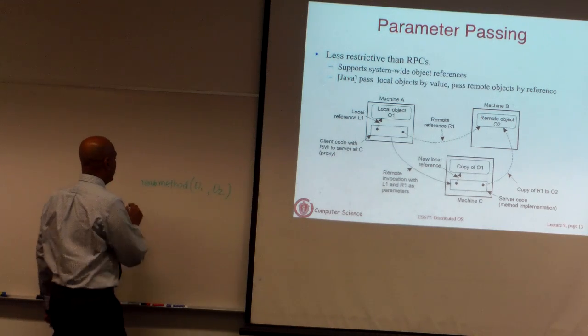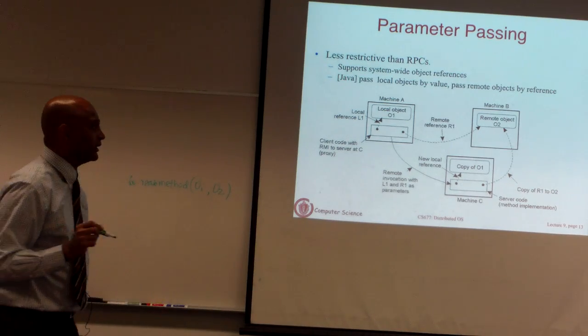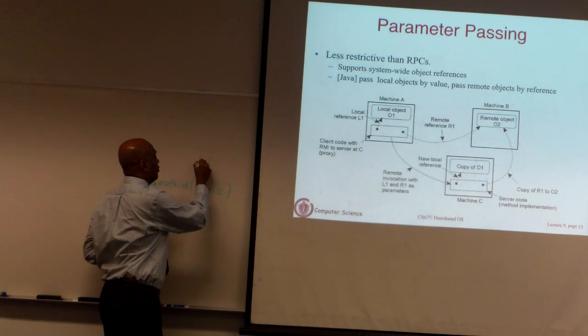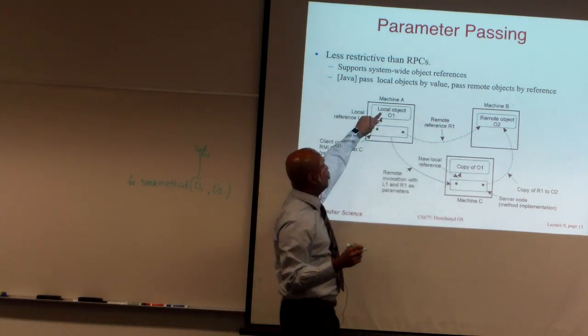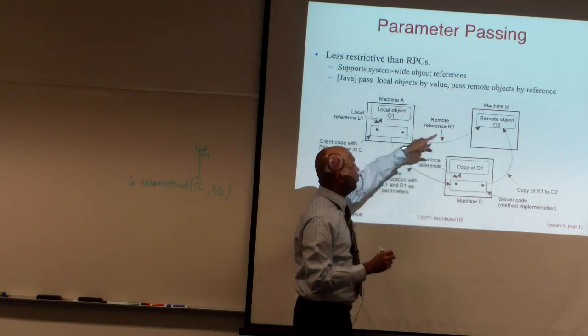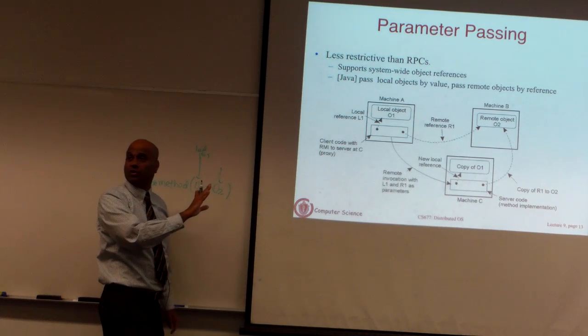So let's say you call a remote method and you pass 2 arguments, O1 and O2. O1 is a local object, as you can see, O1 is right here. O2 is actually a remote object. O2 itself resides on a 3rd machine altogether.